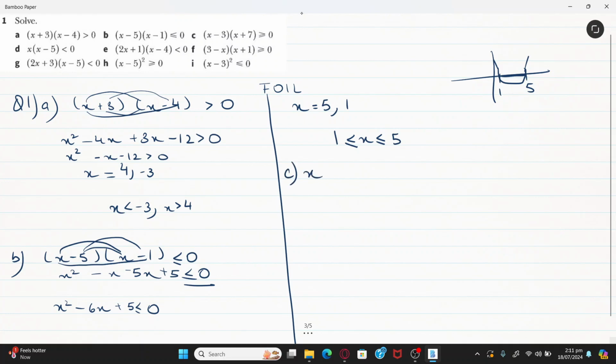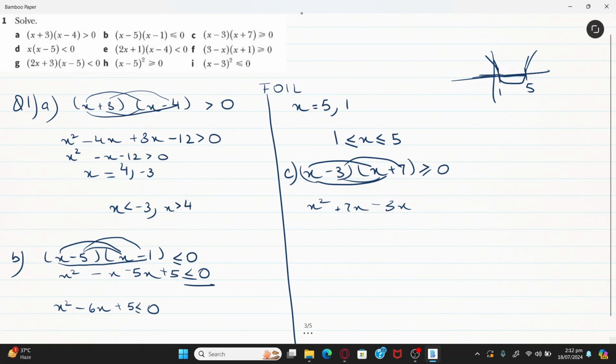So for part C, we have (x minus 3) multiplied by (x plus 7). And what we are going to do here again is open this, and this is greater than or equal to 0, meaning the part of the parabola which is above the x-axis. So again, we open this equation up first: x squared, first outer plus 7x, inner negative 3x, and last negative 3 multiplied by 7 is negative 21.